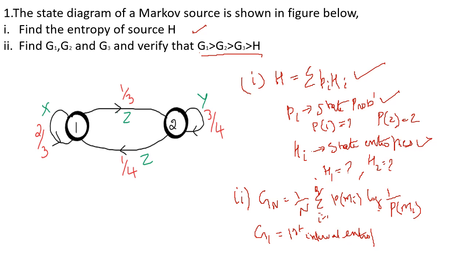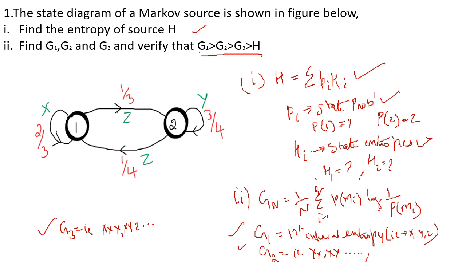That is, the entropy for one symbol, for example here for x, y and z. Similarly, G2 is for the second interval, that is, for xx, xy and so on. Then G3 is the entropy for three-symbol intervals, say for xxx, xxy and so on. In order to find G1, G2 and G3, we need to write the tree diagram, which I will explain when solving the problem.